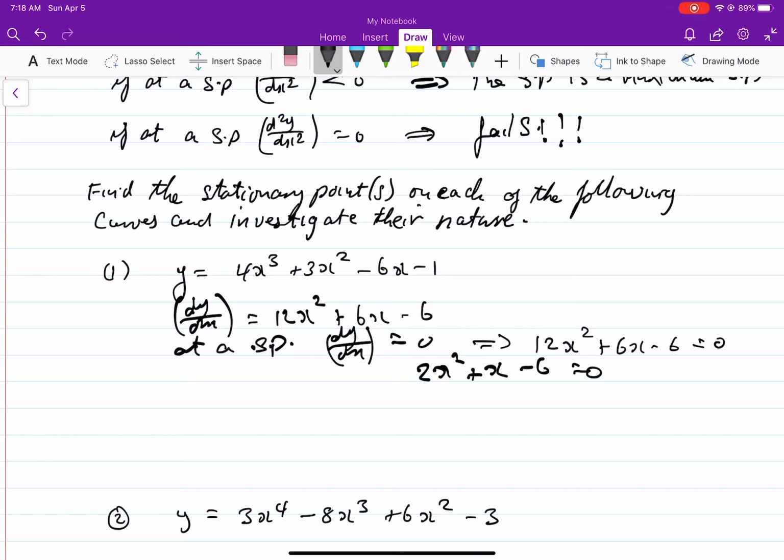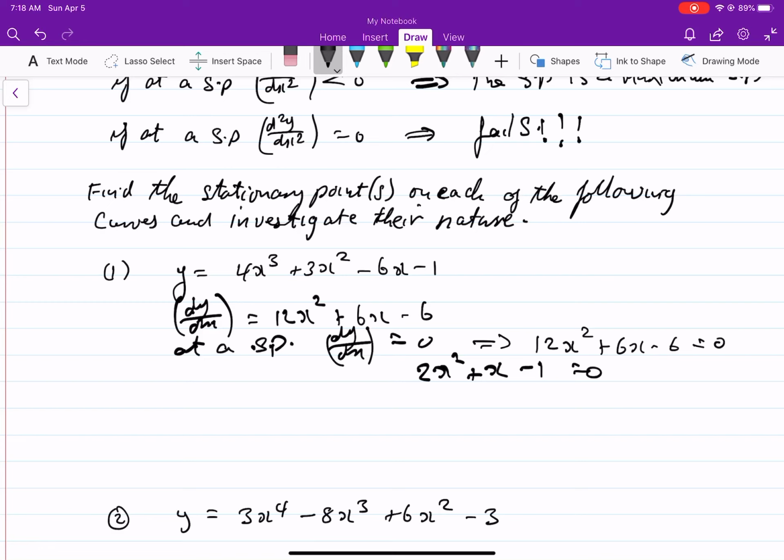Now we've got to solve that for x. Obviously, we're going to end up with 2 different values of x. That's a quadratic that you equated to 0. Oops, I really messed this up. I'm dividing throughout by 6. So that's 2x squared plus x minus 1.